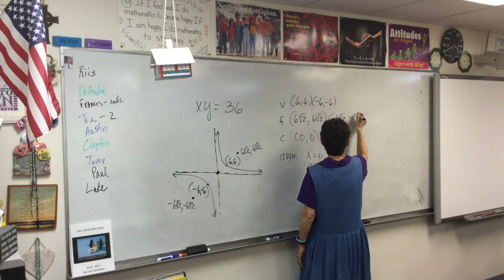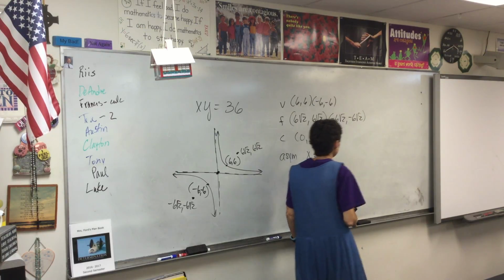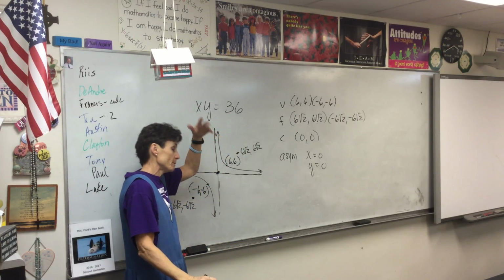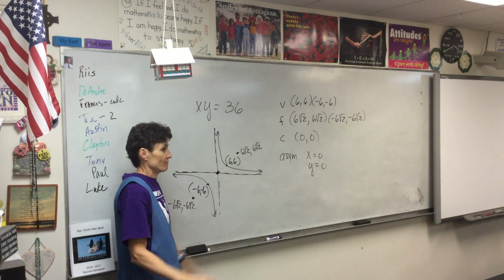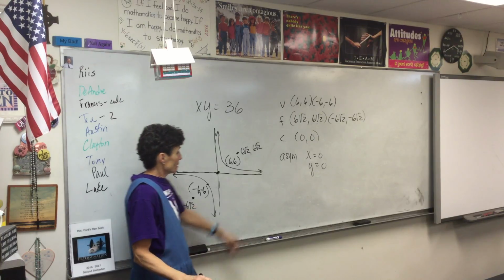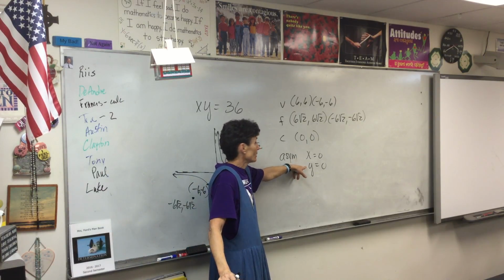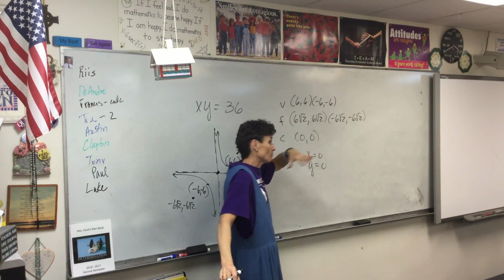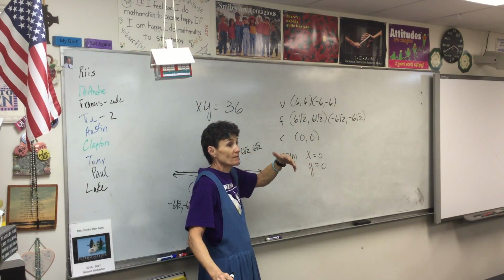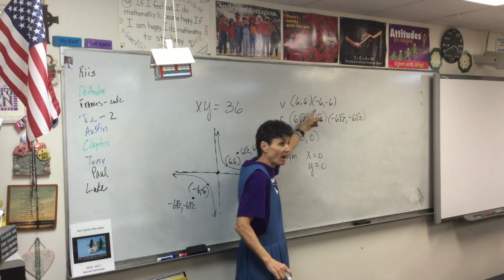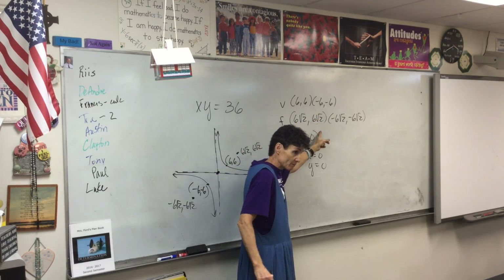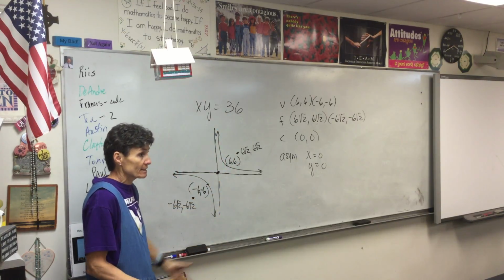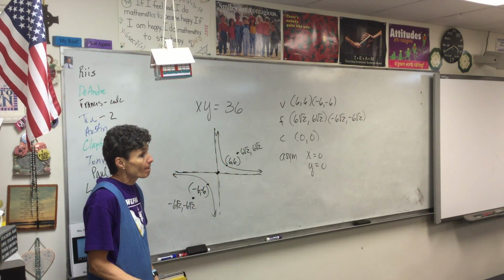Now, probably the question on the test is not going to be a 36. It could be a 25. Will this change? These will change, but they'll be structured the same way. So if it's a 25, it's going to be 5, 5. 5 root 2, 5 root 2, right? So they're all done exactly the same way, Jack?